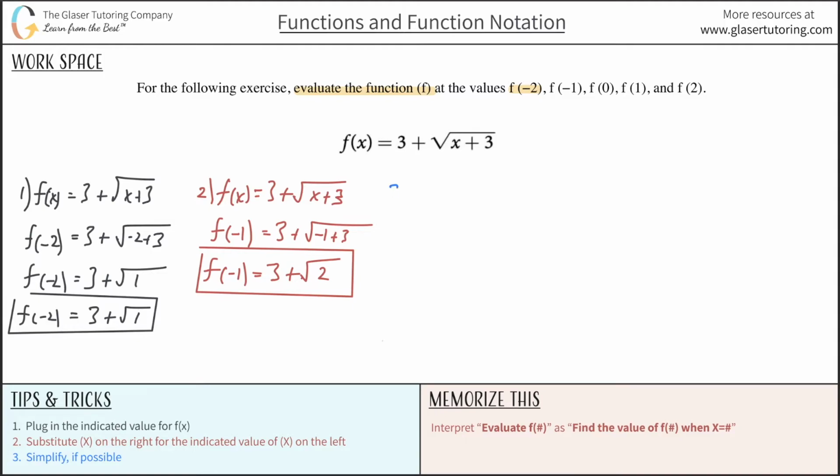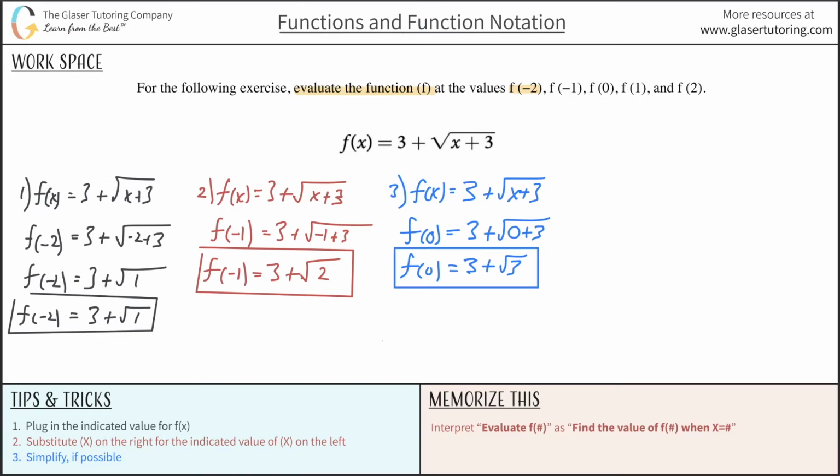All right. The next one then is just as simple. Okay, so now here we are going to have f of x again. I'm just going to rewrite it: 3 plus radical x plus 3. And now here we're going to plug in a value of 0 for x. And here we're going to have now simply 3 plus radical 3. All right, let's do the next one.